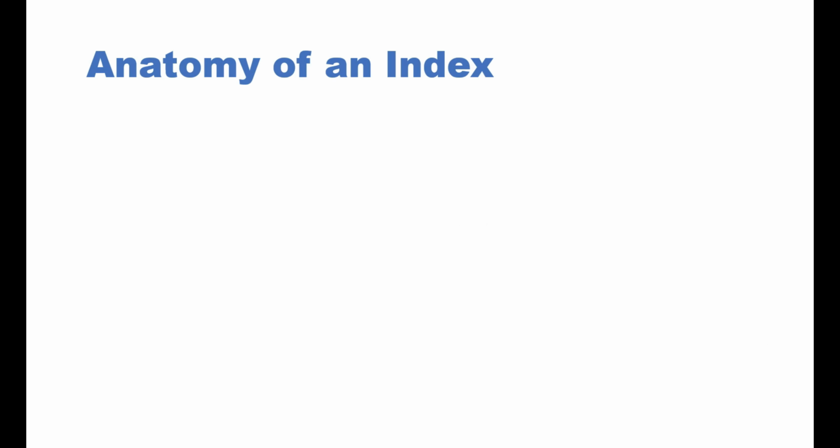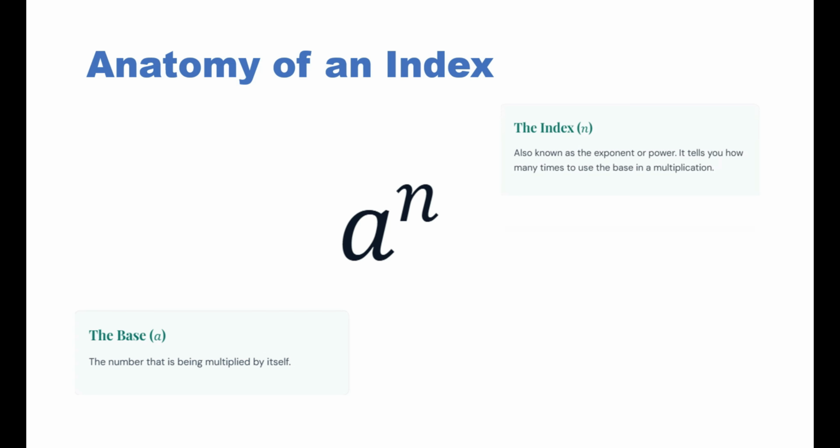So, I will start by explaining the anatomy of an index. Given this general form of an index, we have a as the base, which is the number that is being multiplied by itself. Then we have the index n, also known as the exponent or power, which tells us how many times we should use the base in multiplication.